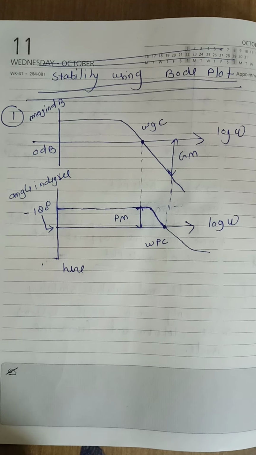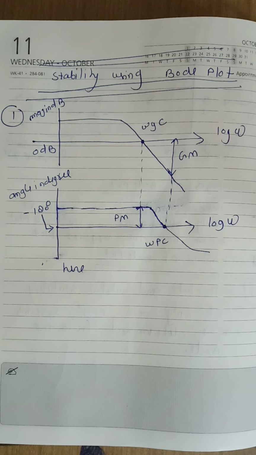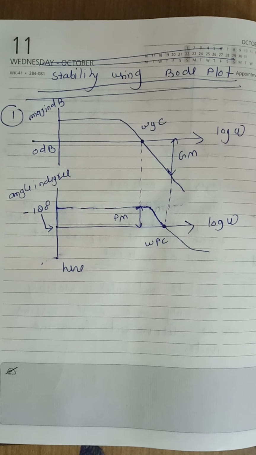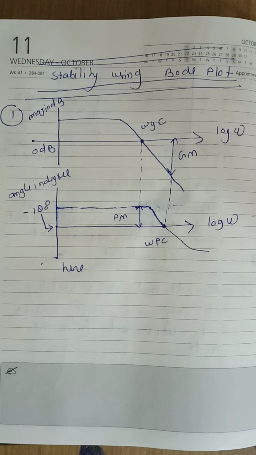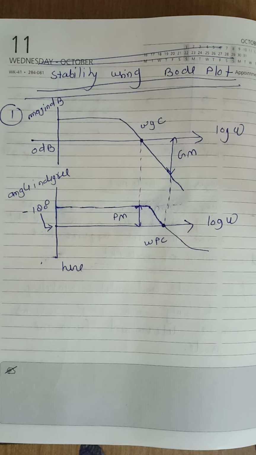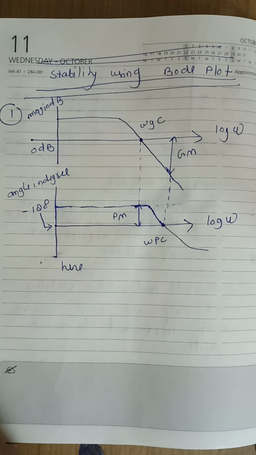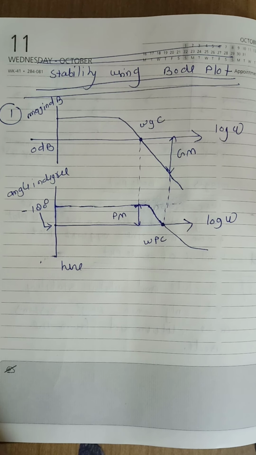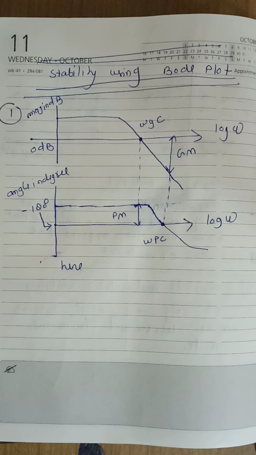Basically it is desirable to determine how far a closed loop system is from the condition of instability. So two commonly used measures of relative stability are the gain margin and the phase margin. The definitions of gain margin, phase margin, gain crossover frequency, and phase crossover frequency I already told you in the previous video class. So here the definition will remain the same. It doesn't matter whether we are using it in bode plot or in Nyquist plot.